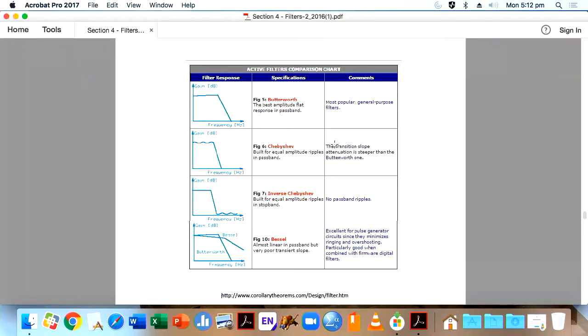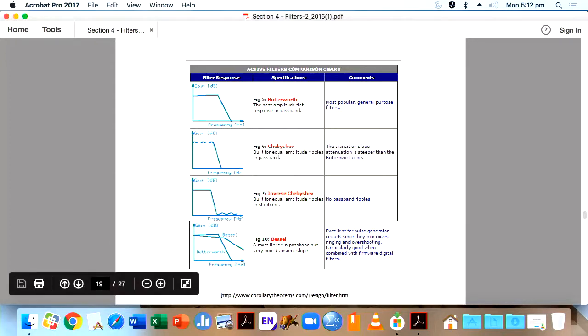But then here, the transition slope attenuation is steeper than the Butterworth. So here you don't have the ripple, but this transition is not that great. But with Chebyshev, you get a little bit of ripple here, but the transition is much better than the Butterworth. You know what I meant? So each one has its own strengths and disadvantages.